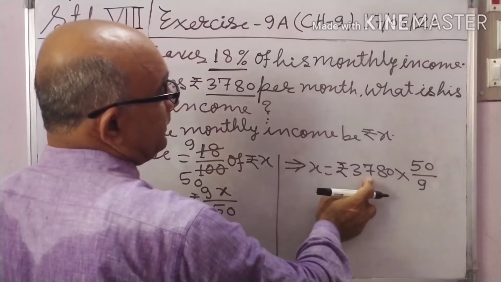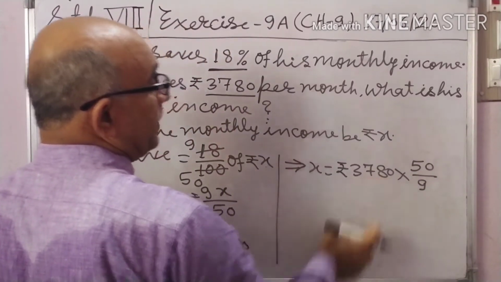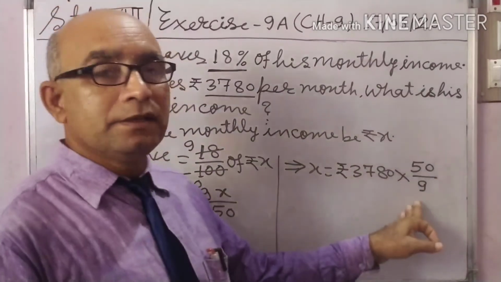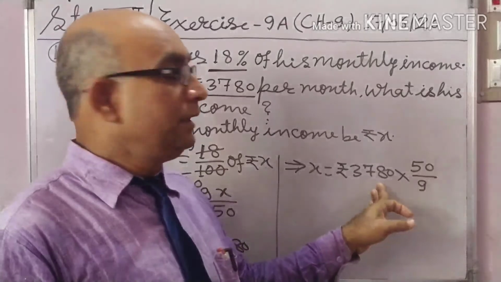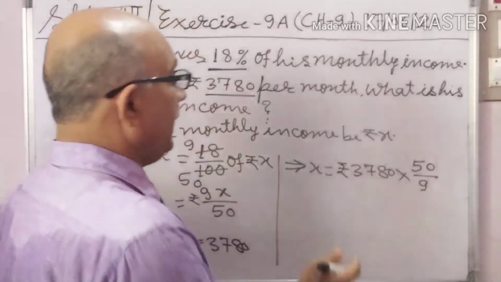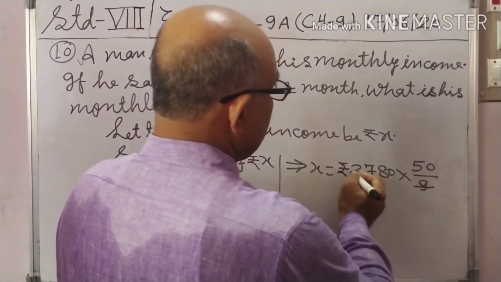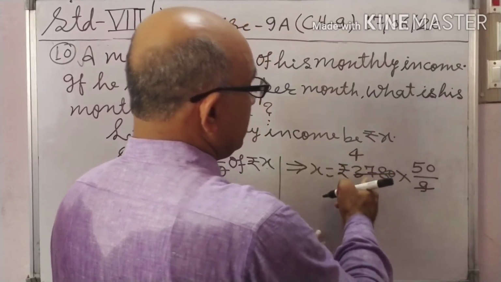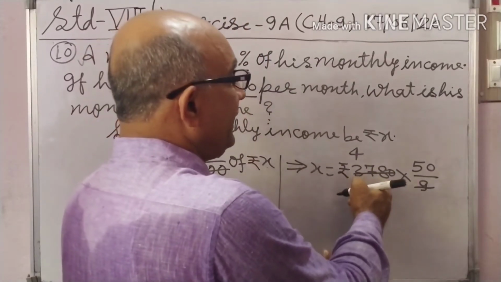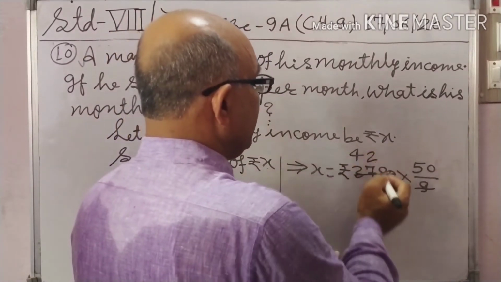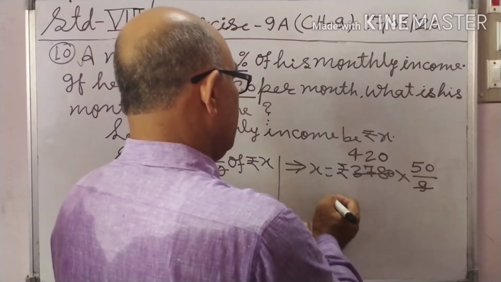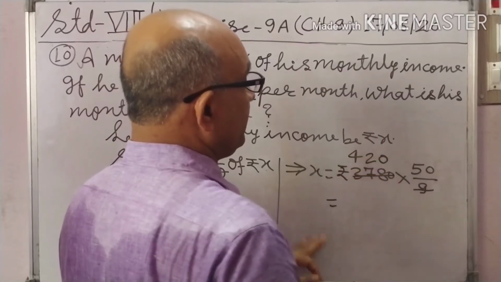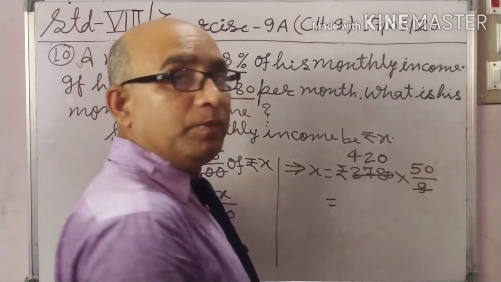3 plus 7 is 10, 10 plus 8 is 18. 18 is exactly divisible by 9. So 3780 is exactly divisible by 9. So divide it. 9 4s are 36. 1 8 18. So 9 2s are 18, 0. 0 to 0. That implies 420 multiply by 50.